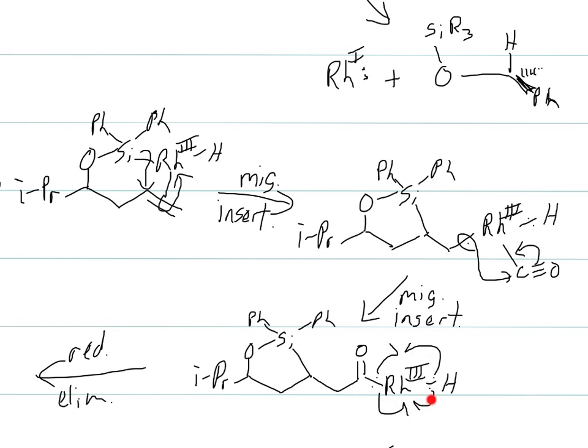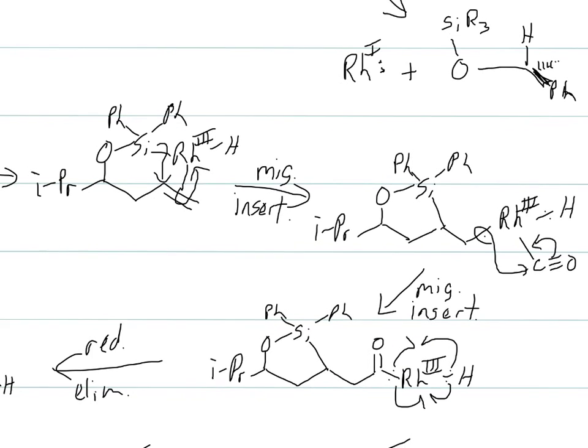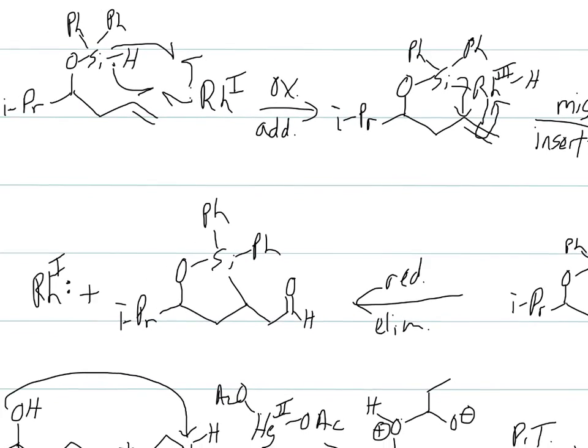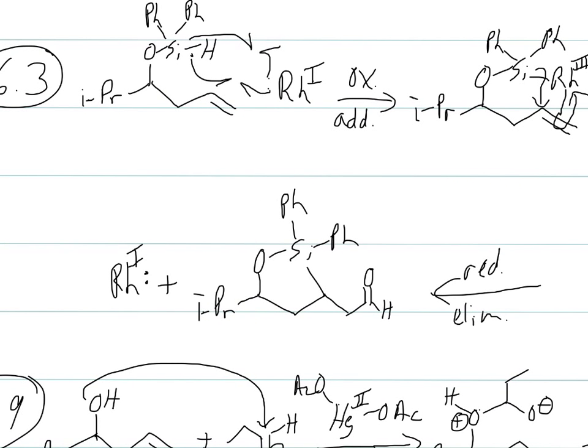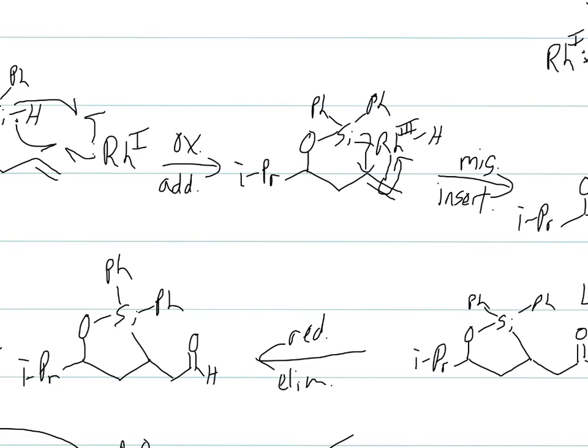We do a reductive elimination, make the aldehyde and regenerate rhodium-1. I forgot to say, there was another coordination here. That's a coordination bond. So this alkene pi bond is coordinated to the rhodium here as well, which helps facilitate the migratory insertion.